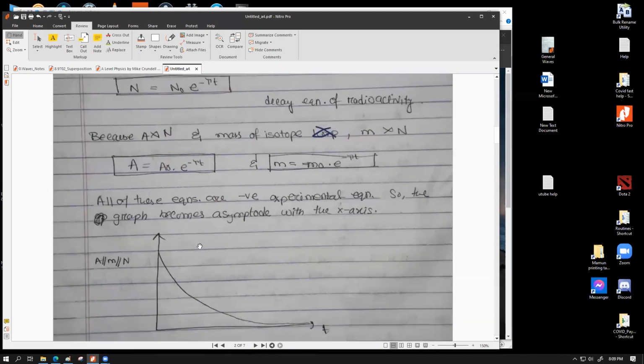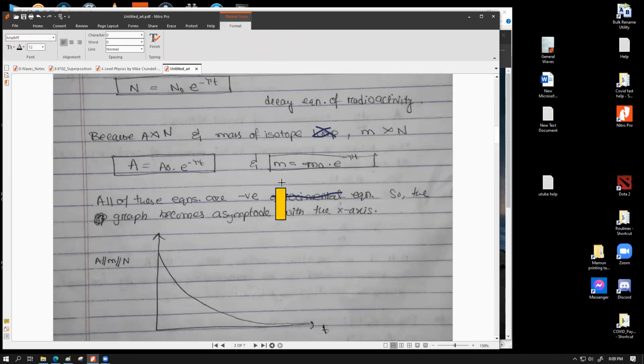So all of these equations are negative exponential equations. This is supposed to be an exponential equation, so might as well correct this. Okay, this one should be, where is the text box? Negative exponential.